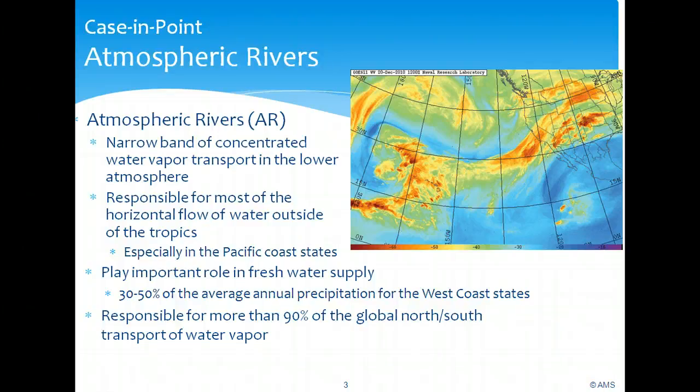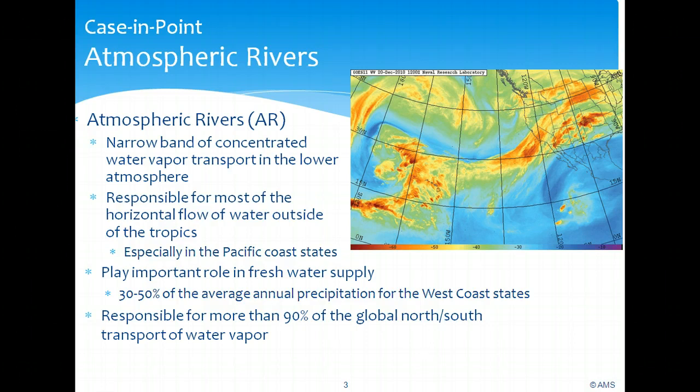Atmospheric rivers is a recently coined term that describes a narrow band of concentrated water vapor that's generally transported in the lower atmosphere and is responsible for much of the horizontal flow of water vapor outside of the tropics. These atmospheric rivers are essential contributors to the water supply of the West Coast states in the United States and basically deliver somewhere between 30 and 50% of the annual average precipitation by about a dozen or so of these atmospheric rivers in the western part of the United States.